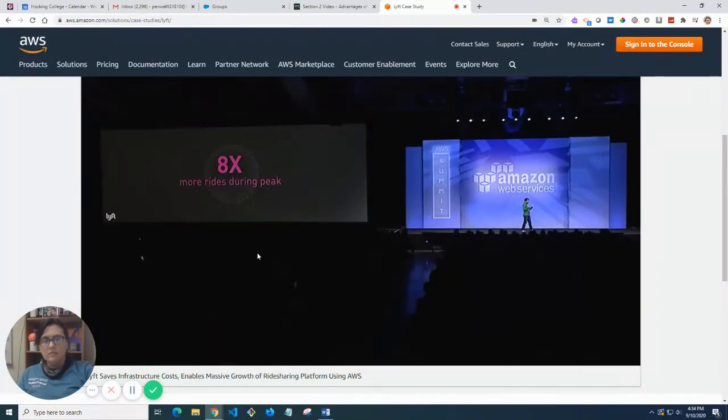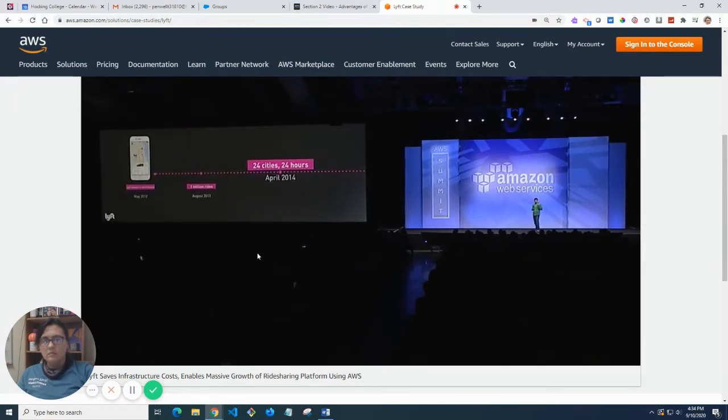So I mentioned auto-scaling the application tier, that's fantastic. But what about the datastore?